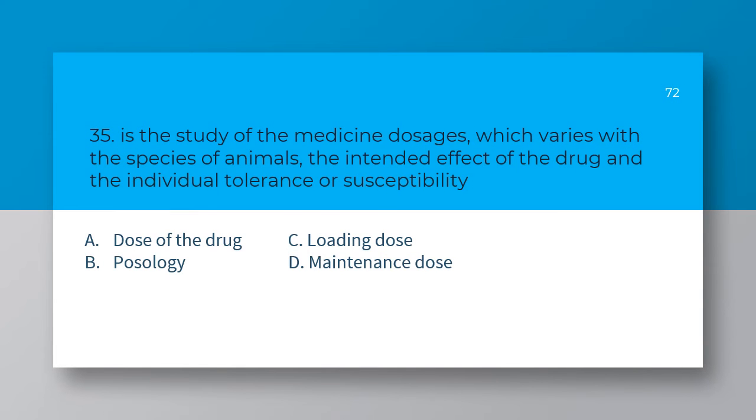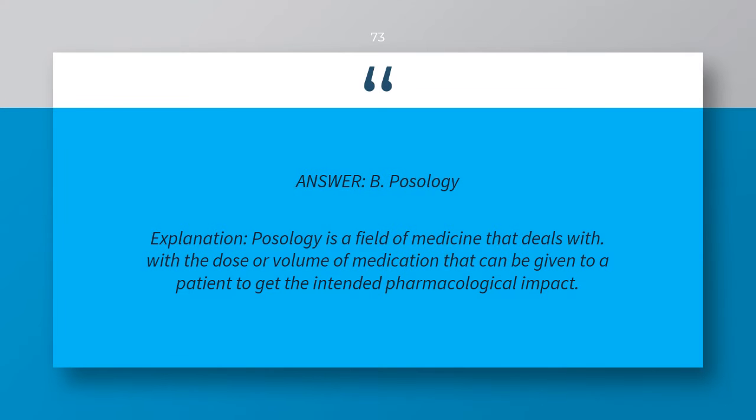Number 35 is a study of the medicine dosages, which varies with the species of animals, the intended effect of the drug, and the individual tolerance or susceptibility. Answer is B. Posology. Posology is a field of medicine that deals with the dose or volume of medication that can be given to a patient to get the intended pharmacological impact.